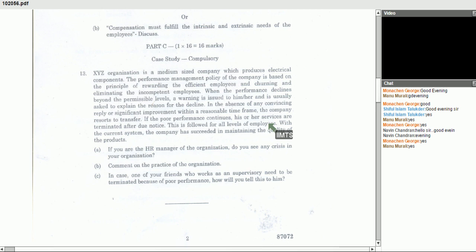Naveen, very good evening. Welcome to the class. Today we are discussing one case study on the topic human resource management. This is one short case study and it has 3 questions. Yes, everyone, try to answer the first question. If you are the HR manager of that organization, do you see any crisis in your organization?